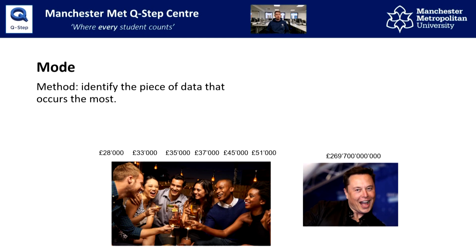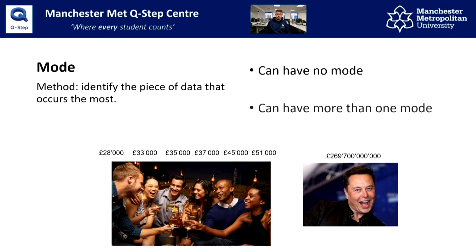Let's have a look at the mode, because the mode is a tricky one. Mode is a simple thing in that it's the number that comes up the most. But in addition to that, you can actually have no mode, or you can have multiple modes. In this example here, we've only got 7 people, and each of those individuals has a different salary. So in this instance here, we have no mode.